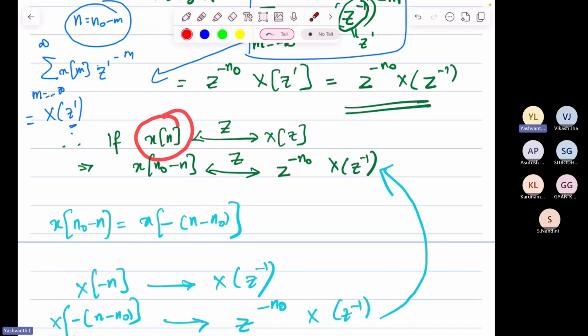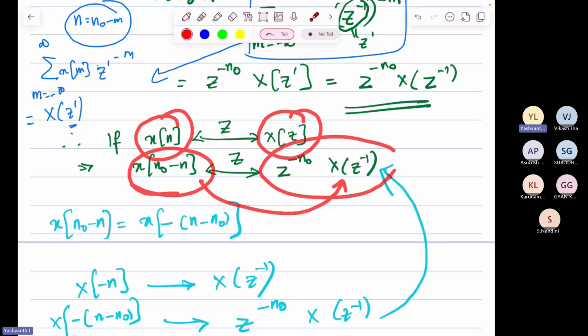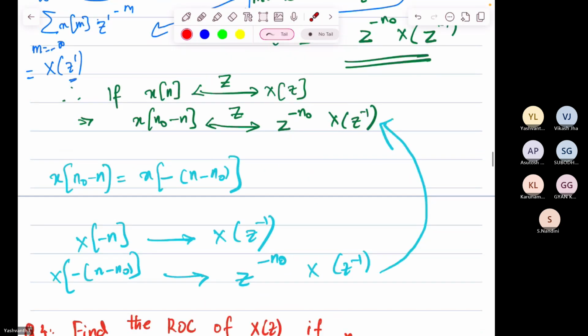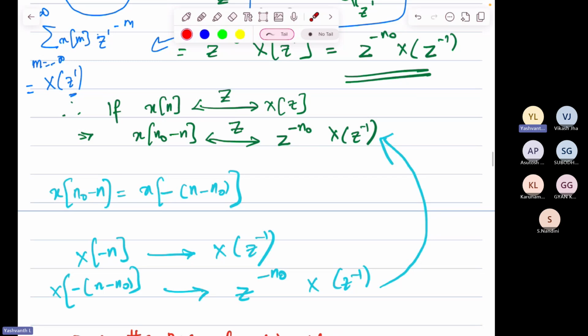So if x of n has a z transform capital X of z, then x of n naught minus n will have the z transform z power minus n naught into x of z inverse. Okay, is this clear?